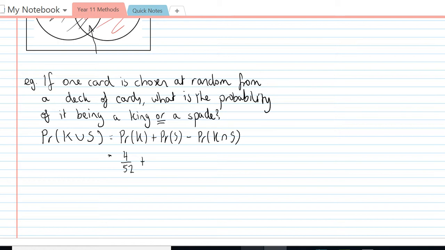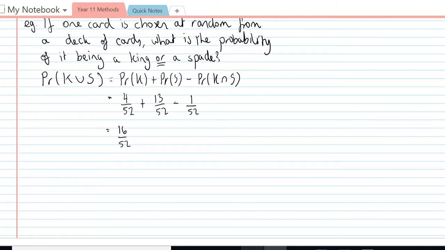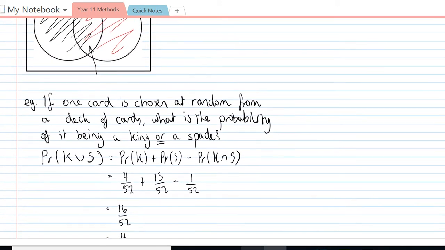The number of spades in a deck of playing cards, well, there's the 4 suits, so we're going to have 13 out of the 52 cards. And then minus the probability of getting king and spade, or intersection spade, which, as I said, is just the king of spades. So that is just 1 card out of the 52. And we end up with 16 out of 52, which you could simplify to 4 out of 13. So that's all there really is for this.